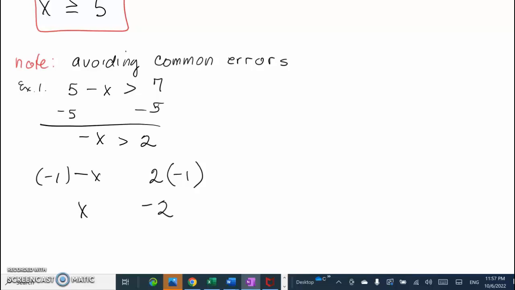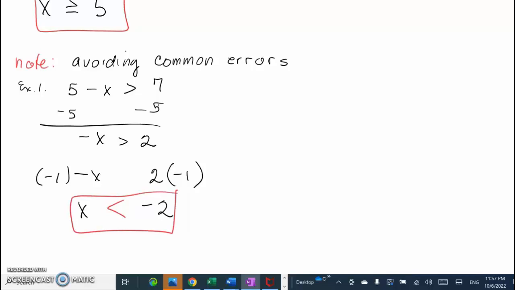Now what happens when you multiply both sides of an inequality by a negative? Remember to change the direction. I'm sorry, I said change, and of course it was greater than, so change it to a less than.